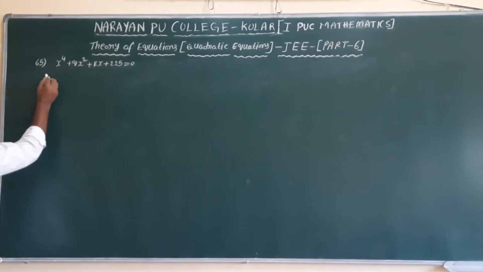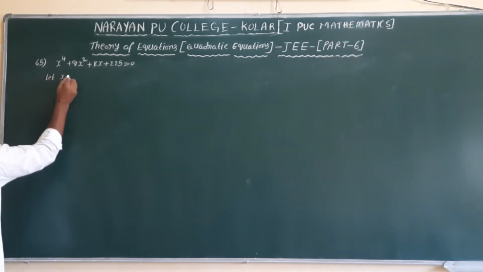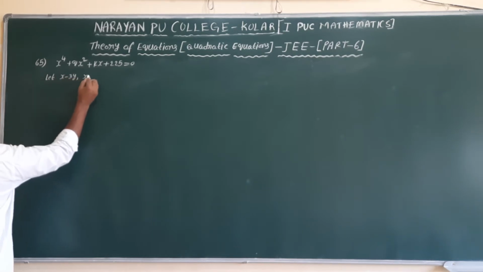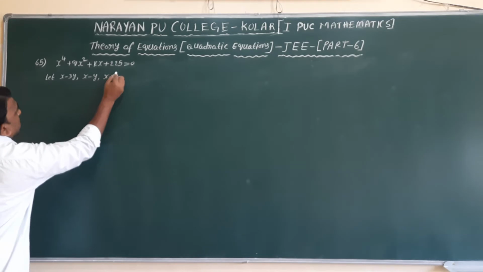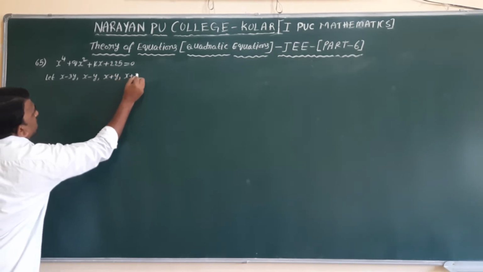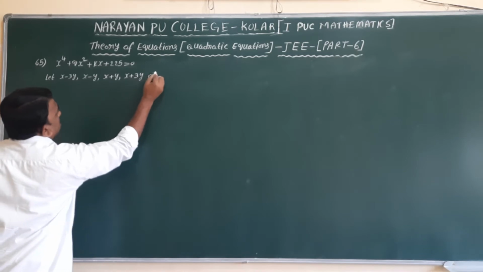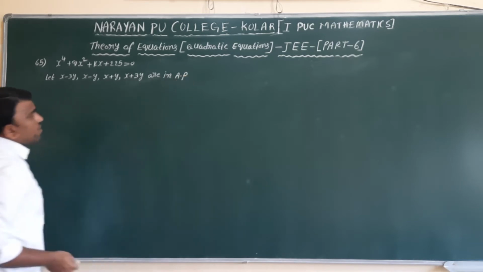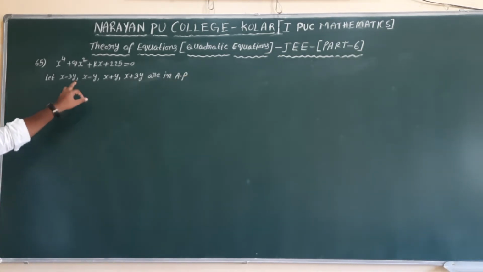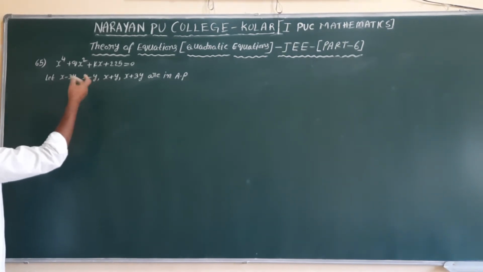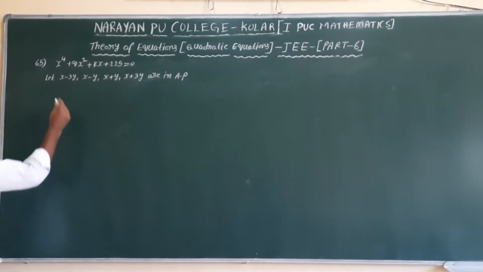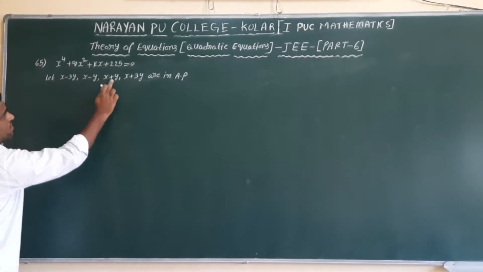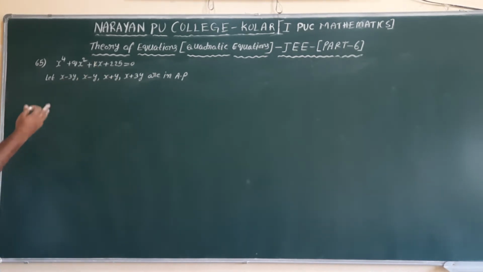We can take the roots as x minus 3y, x minus y, x plus y, x plus 3y, which are in AP. Arithmetic progression means the difference is common. While taking two consecutive terms, the difference is the same. So if you simplify this, we get a common difference. This is the first root, second root, third root, and fourth root, and the four roots are in AP.